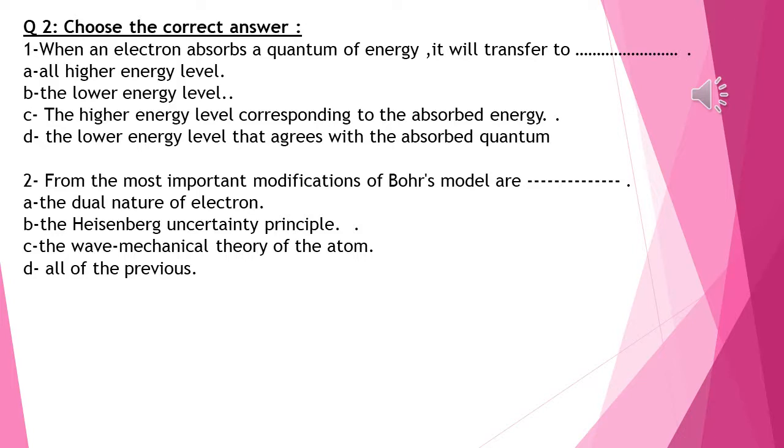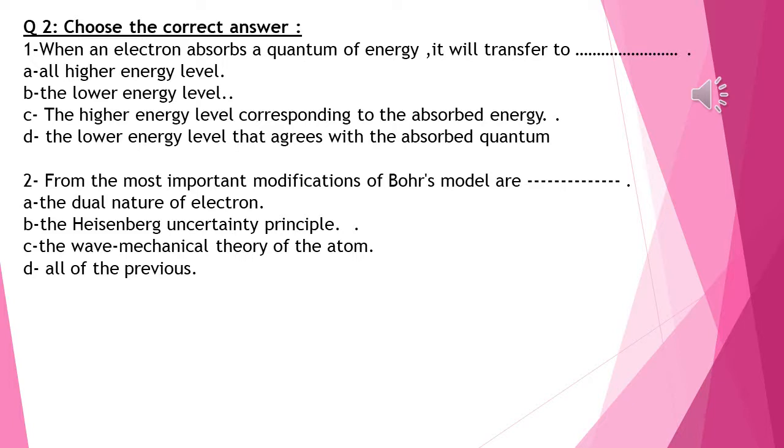For example, if the electron is in the ground state and its energy level equals 10 joules, and the absorbed quantum of energy equals 40 joules, the electron will move to 50 joules. So when an electron absorbs a quantum of energy, it transfers to a higher energy level corresponding to the absorbed energy.